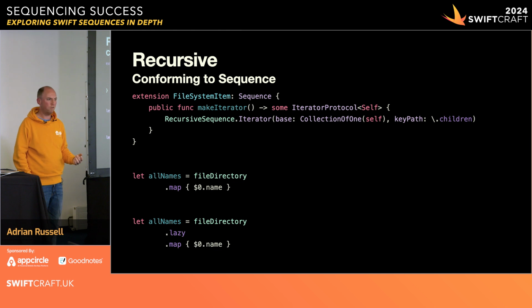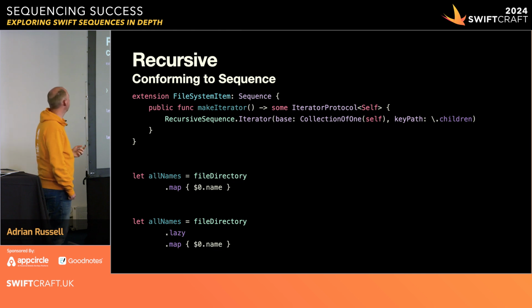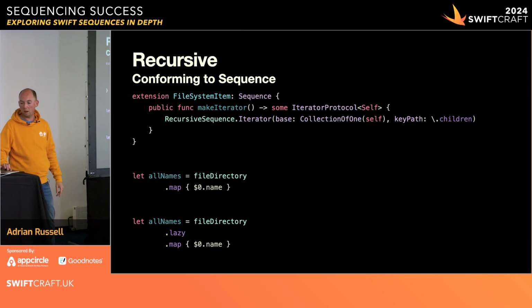We can take it one step further. We can actually conform file system item to sequence, have it return the iterator for recursive sequence, and then we don't even need to wrap it. It already knows that its key path is going to be children, and then we can call map and lazy and filter and everything directly on that item. We can go further, to be honest.